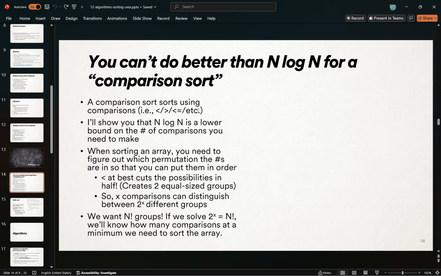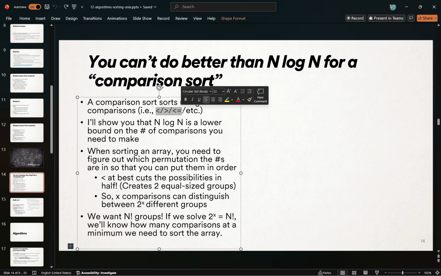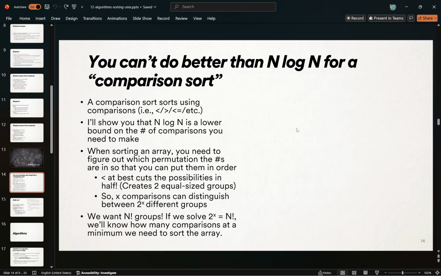But that's a comparison sort. You're sorting using these kinds of comparisons. Less than, greater than, less than or equal to, equal to. You're comparing things to each other. There's ways to sort without doing that, surprisingly. But I'm going to show you that if you are sorting with a comparison operation to figure out where things go, you cannot do better than n log n.